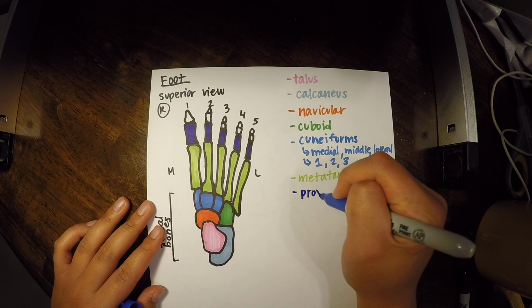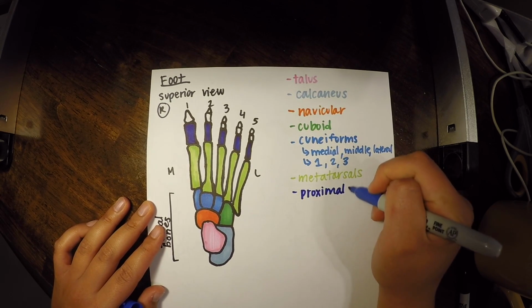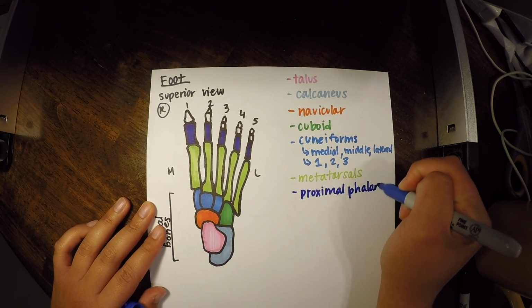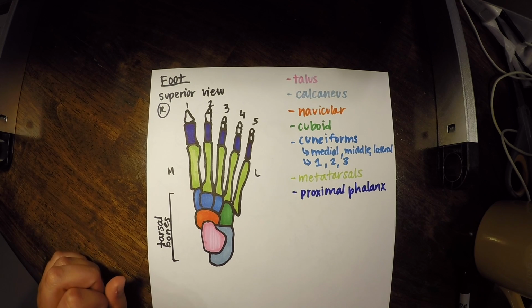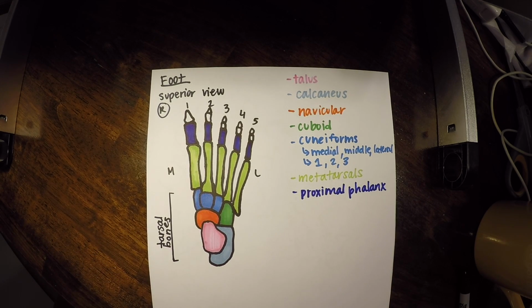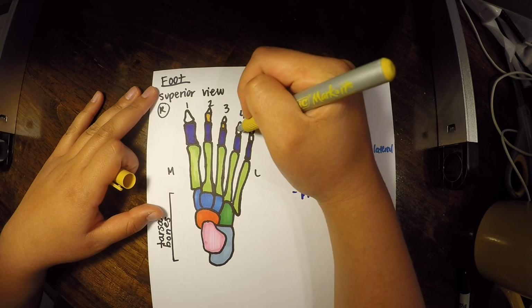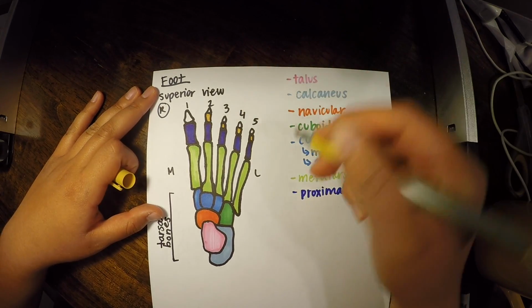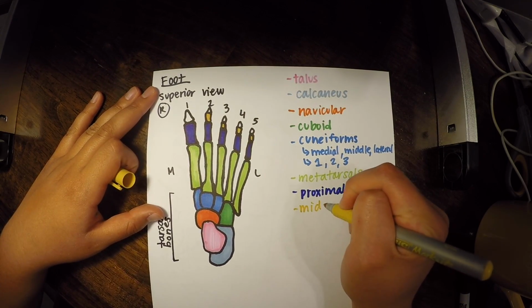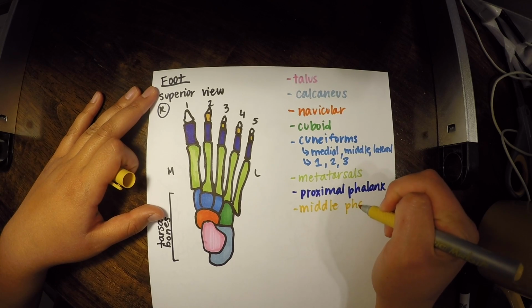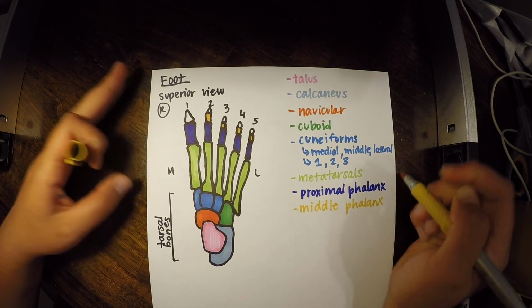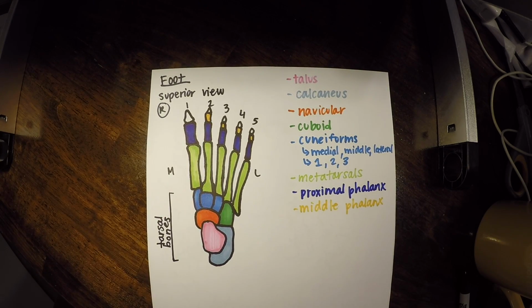Oops, proximal phalanx. Remember, plural for phalanx is phalanges. Now let's color in our middle phalanxes, or phalanges. And then lastly, we got our distal phalanx, or phalanges.